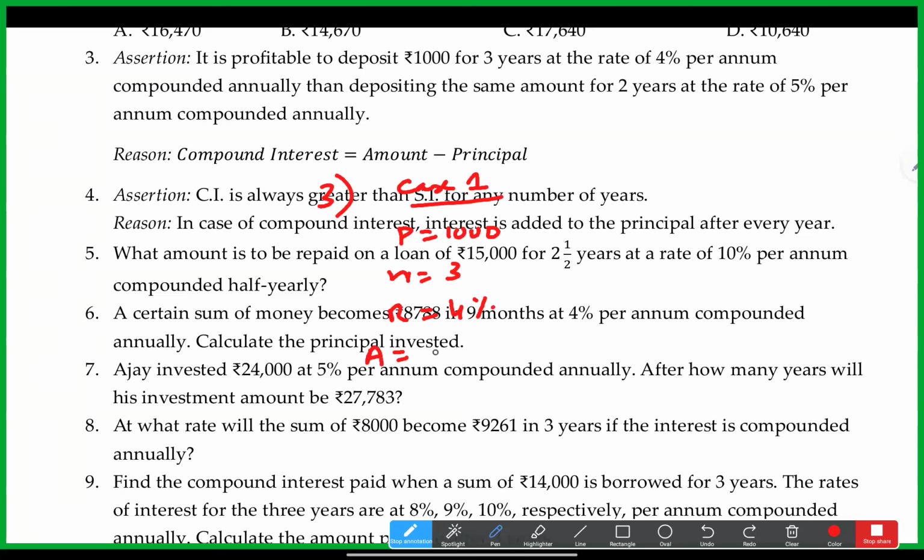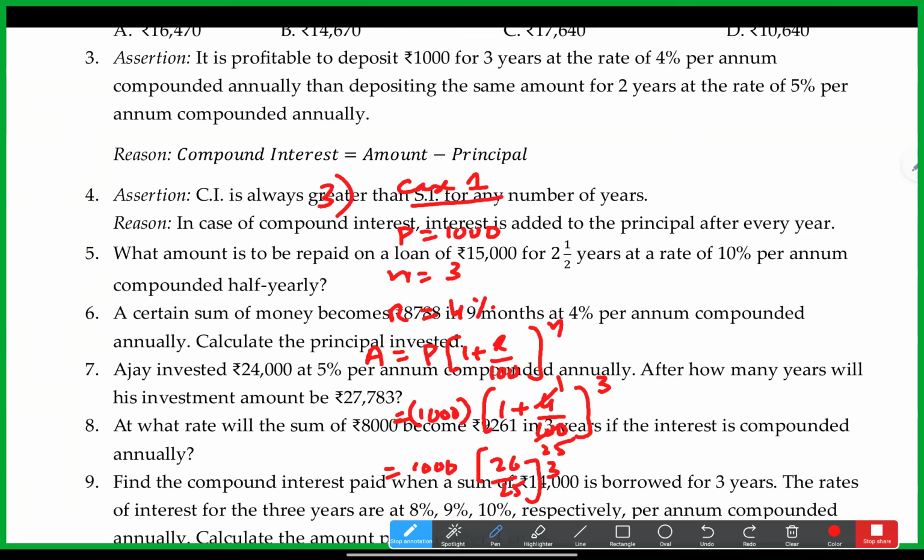Amount A is equal to P into (1 plus R by 100) whole power n. So 1,000 into (1 plus 4 by 100) whole power 3. 4 and 100 will get cut, giving 1 by 25. 1 plus 1 by 25, after LCM, will get 26 by 25.